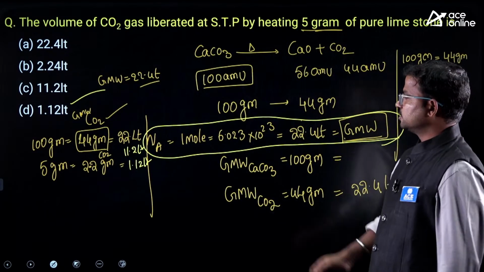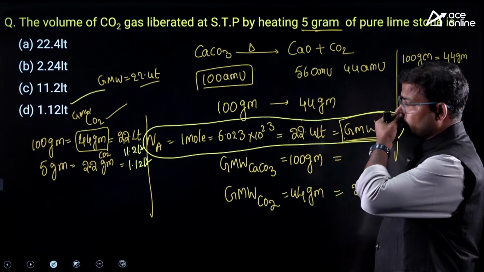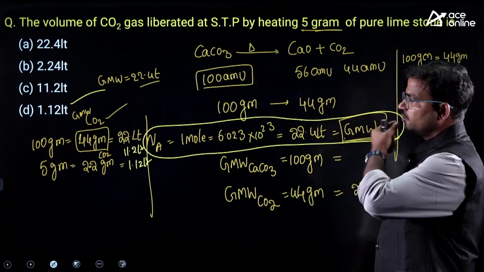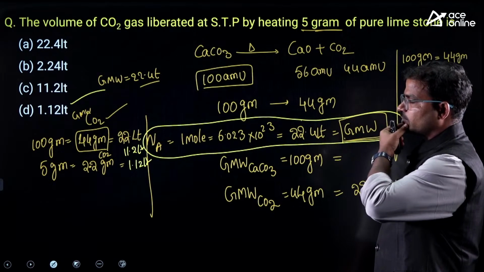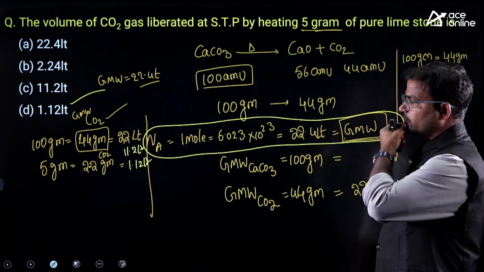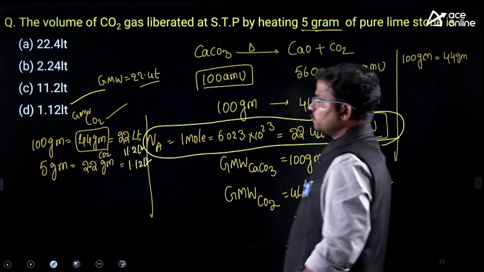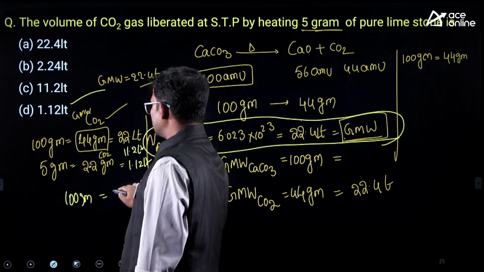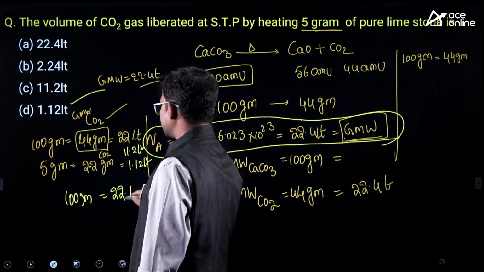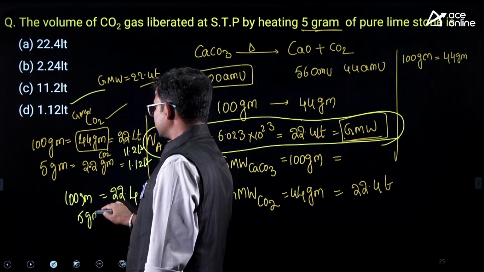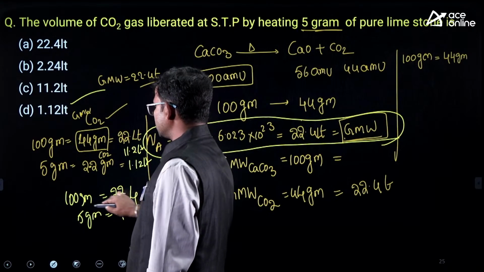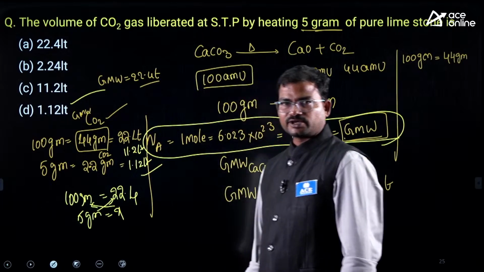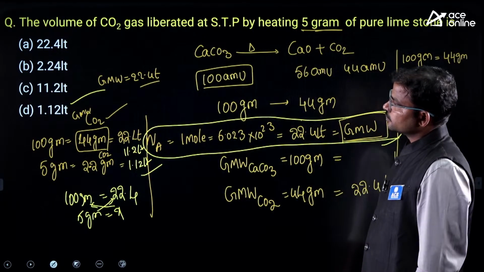So if you know the Avogadro number relation, then you can easily solve that one. For 100 grams of calcium carbonate, we can get 22.4 liters of carbon dioxide. What about 5 grams? Actually, we don't know the answer, right? So if you cross multiply these two things, finally you can get 1.12 liters. So in that orientation also you can simply solve that one.